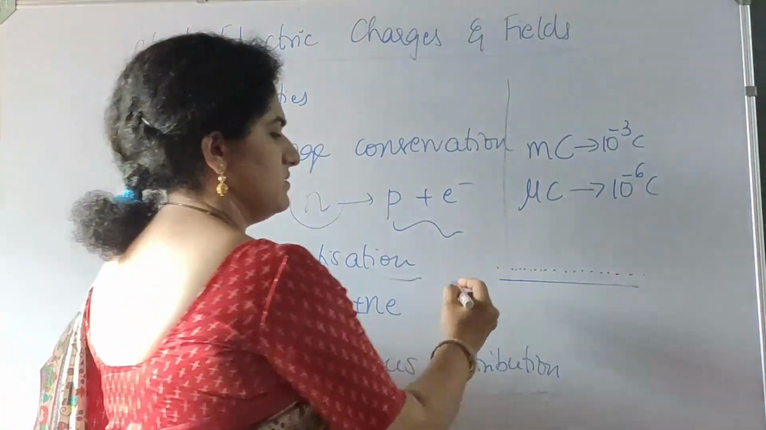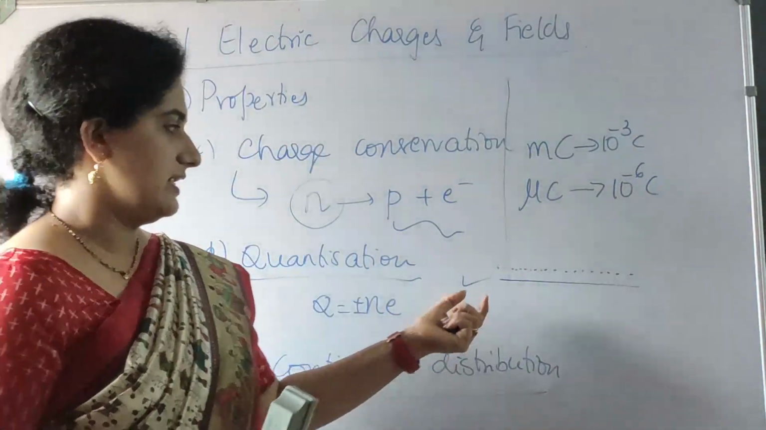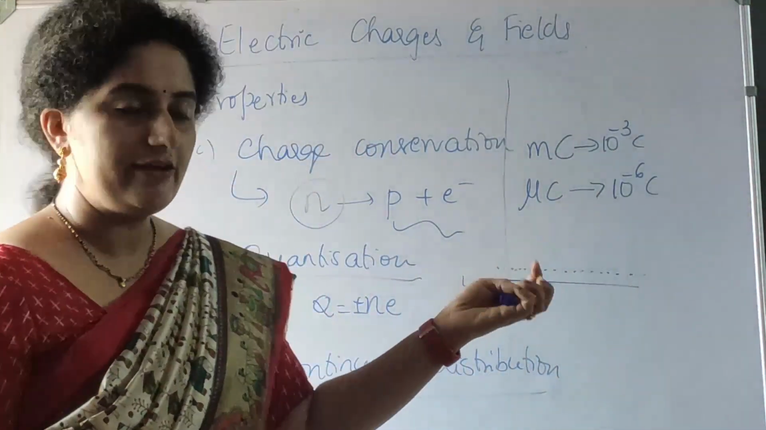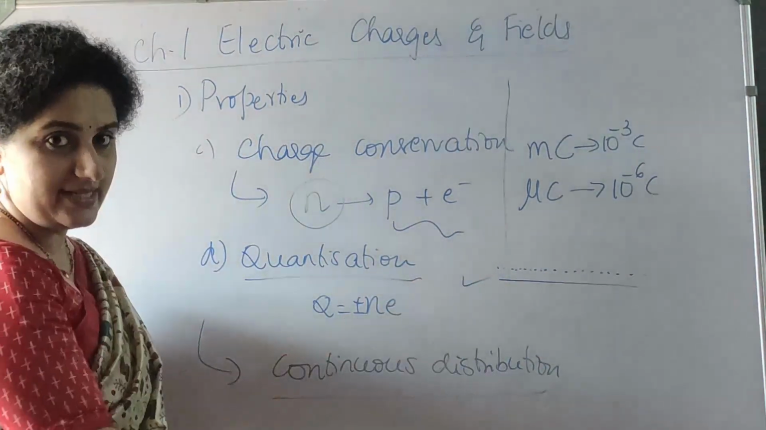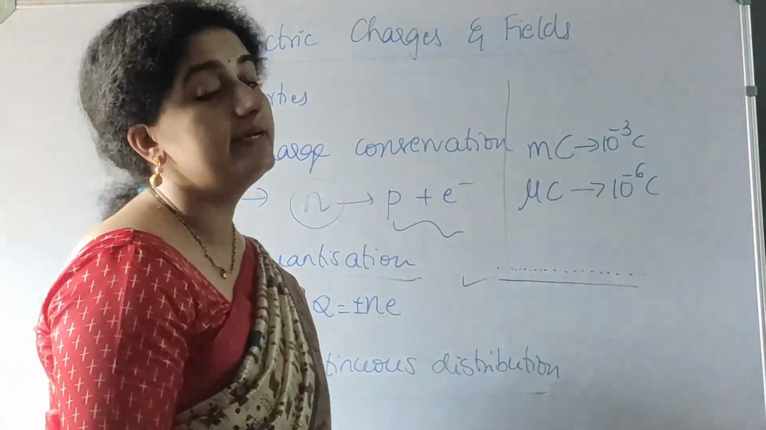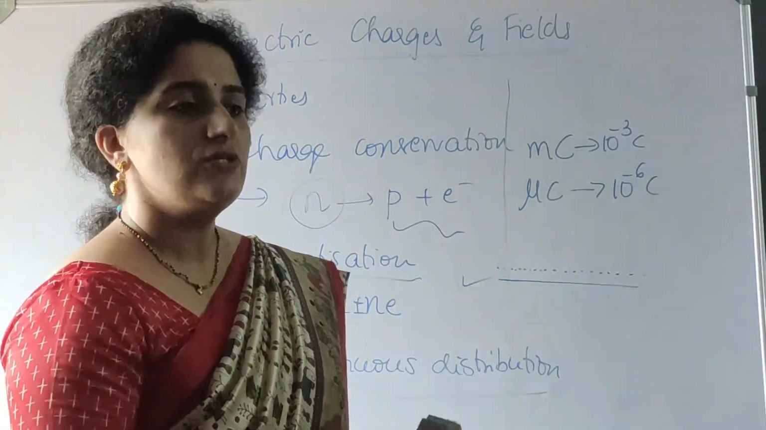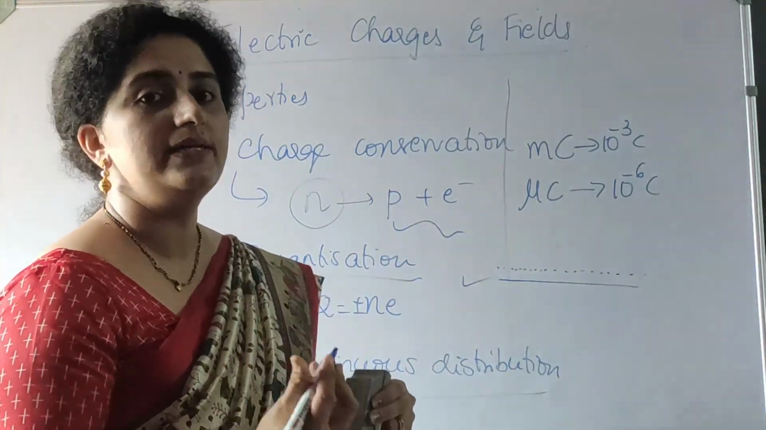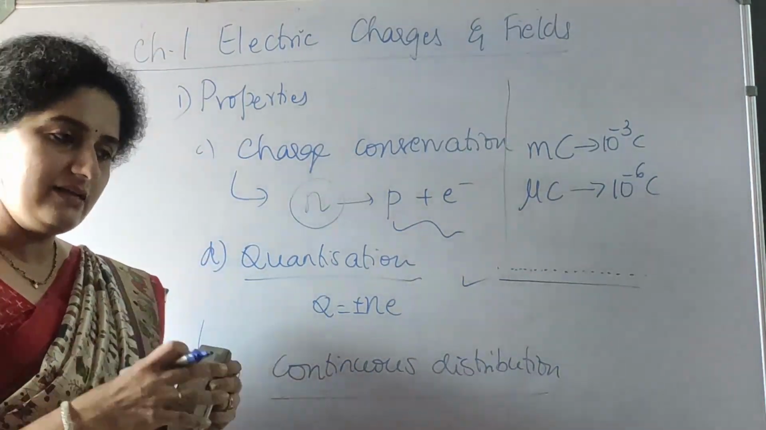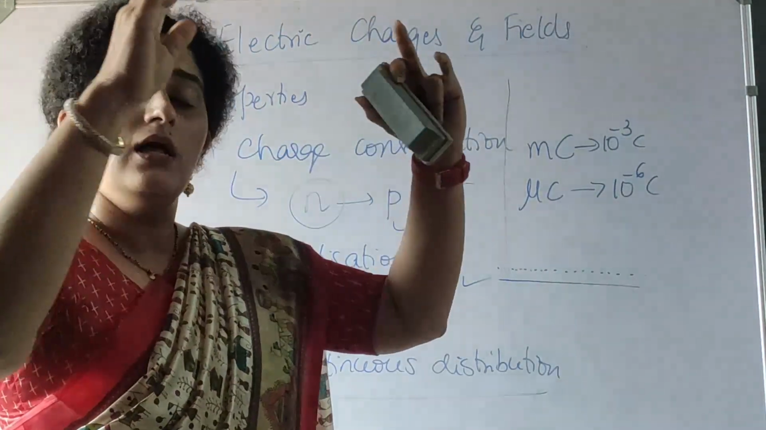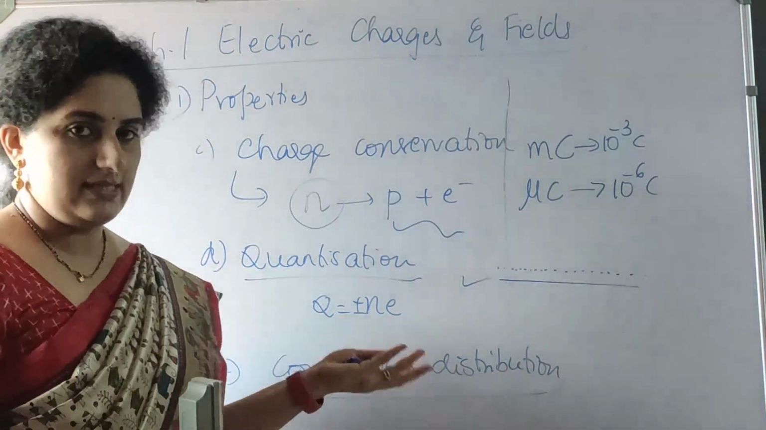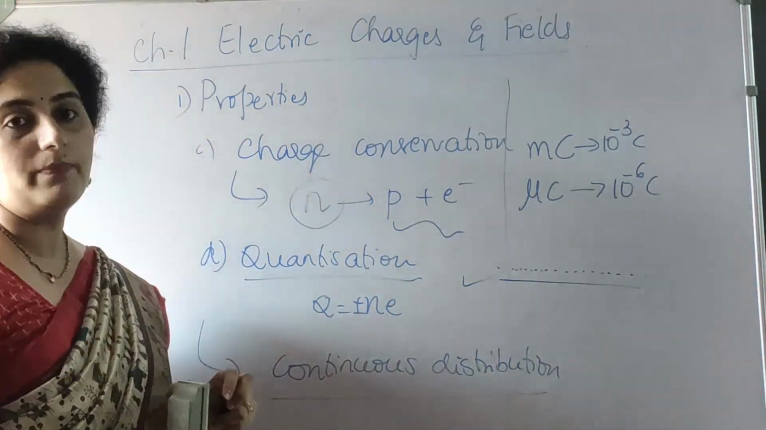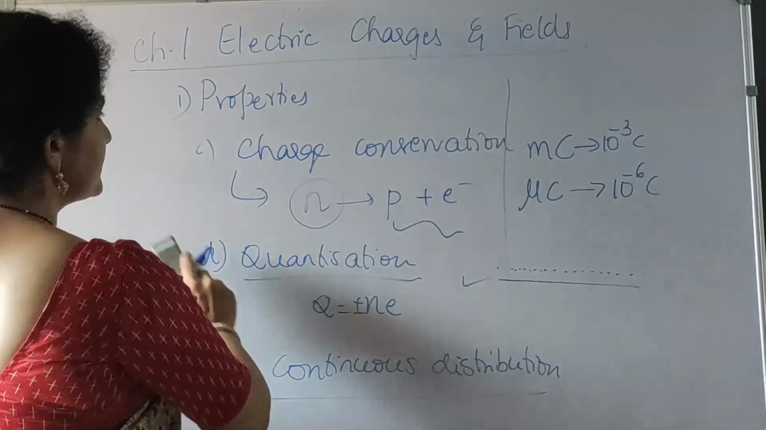So this is one small similarity which we can use. Dotted lines which you see from very far, you see as a continuous straight line. In the same way, you have the continuous distribution of charges. Adding very small units, you cannot measure them individually, but as a whole you can see that a large distribution of charges is taking place in a system. So this is about the properties of charges.